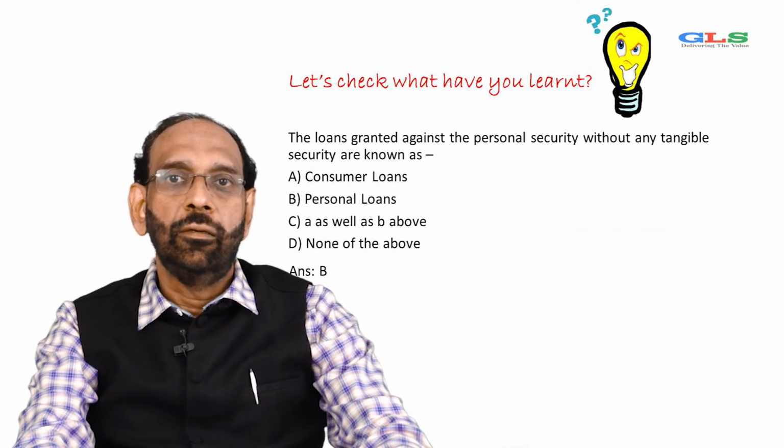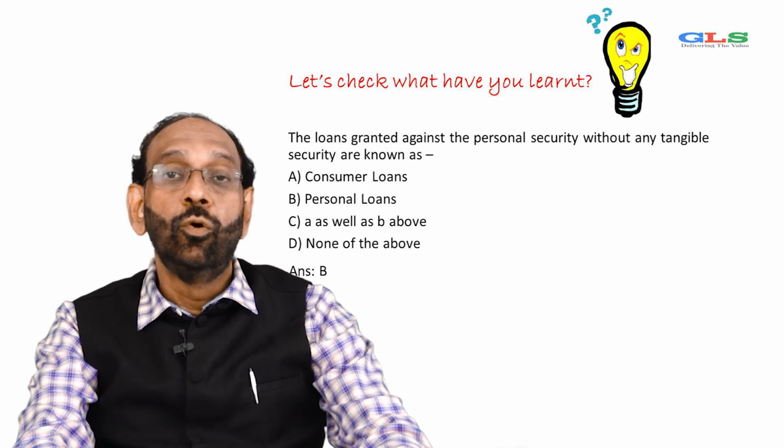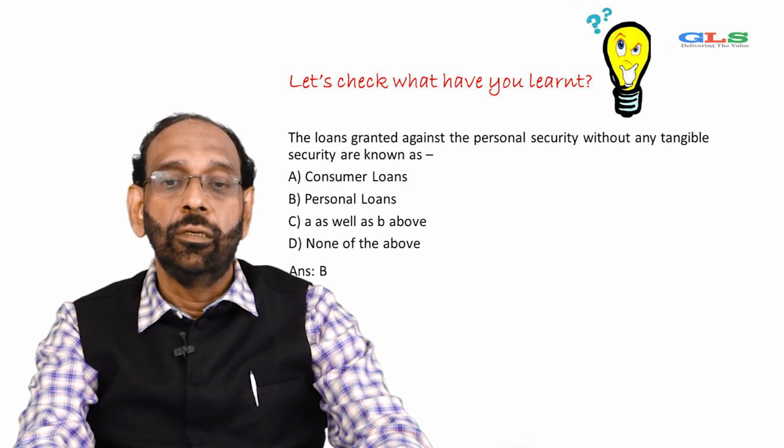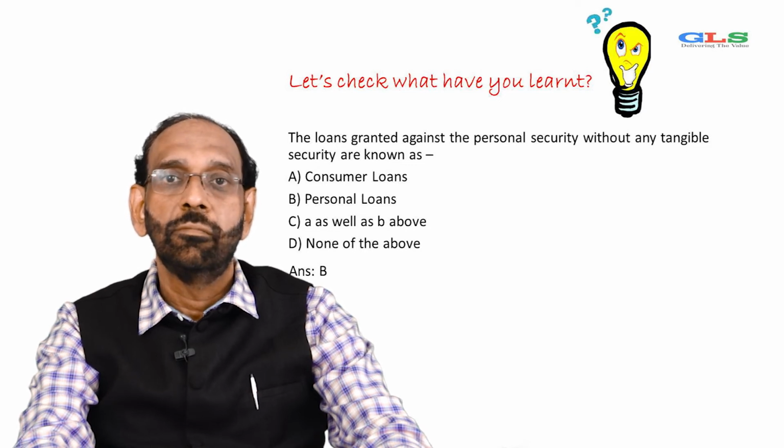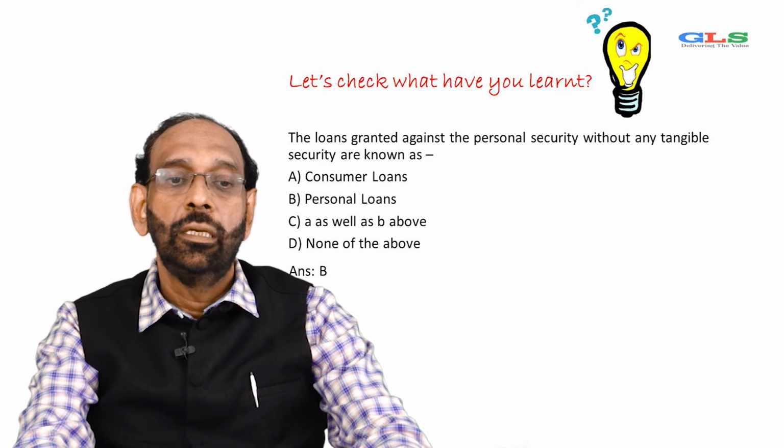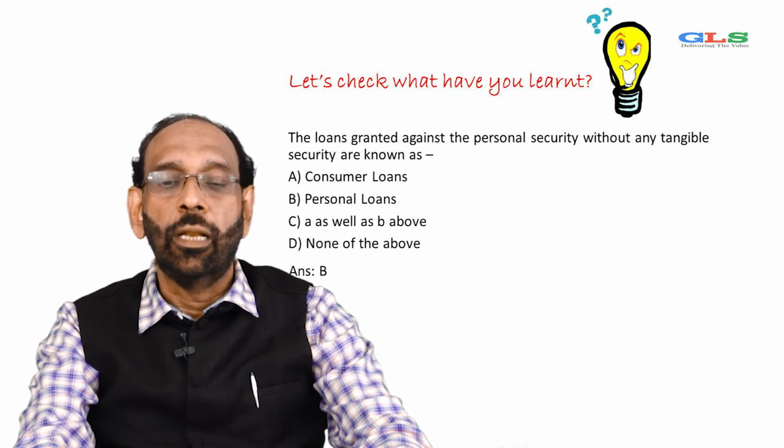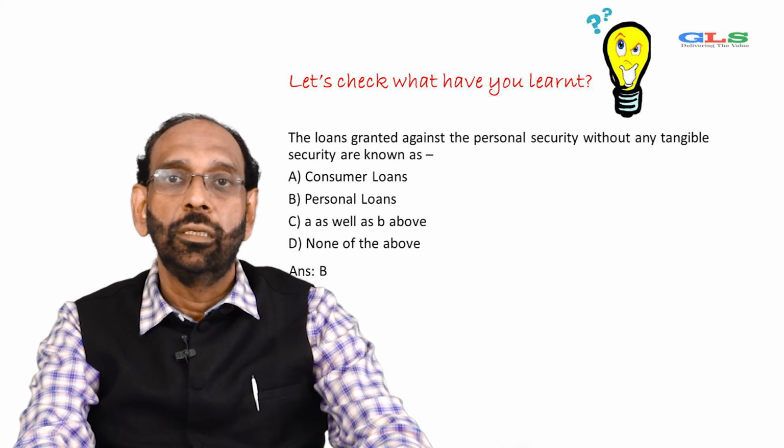Now let's check what we learn. The loans granted against personal security without any tangible security are known as: A, consumer loans; B, personal loans; C, A as well as B above; D, none of the above. The answer is personal loans, that is the loans which are parted against the personal security and without any tangible security that the bankers get.